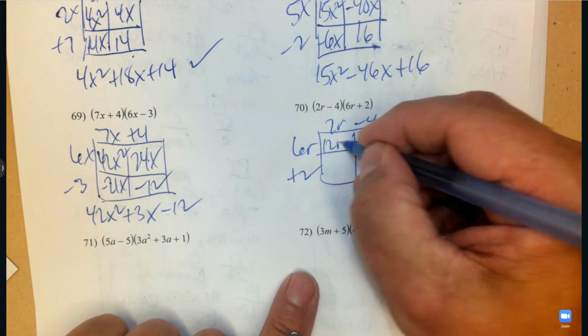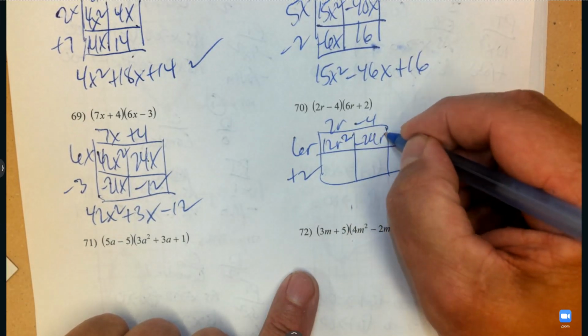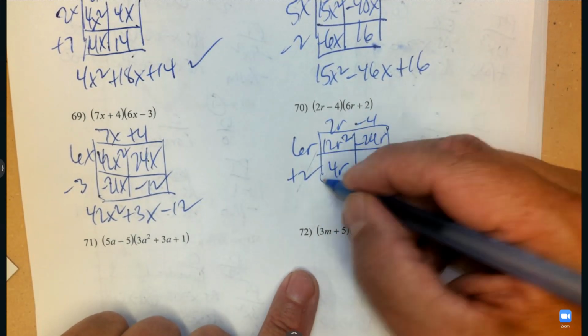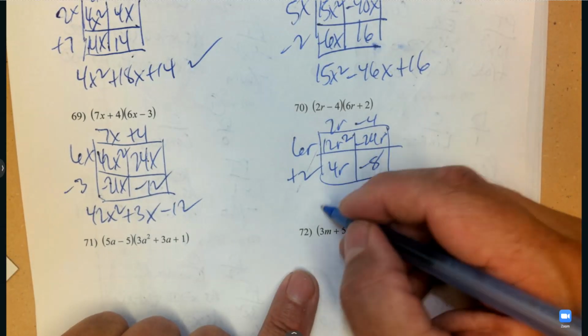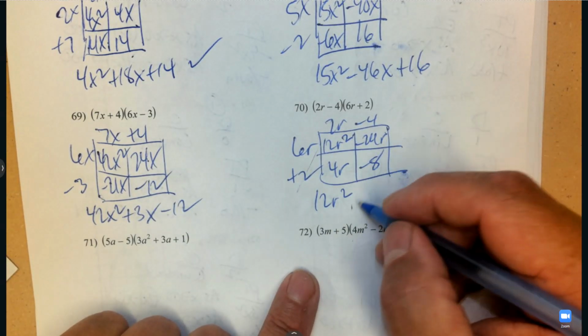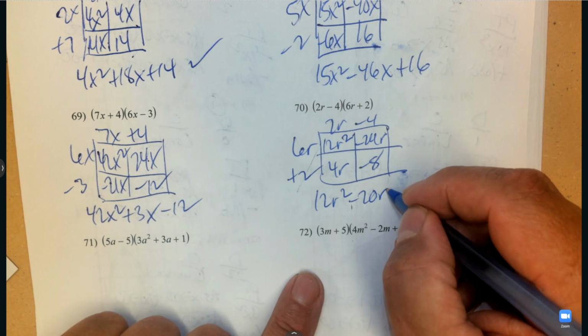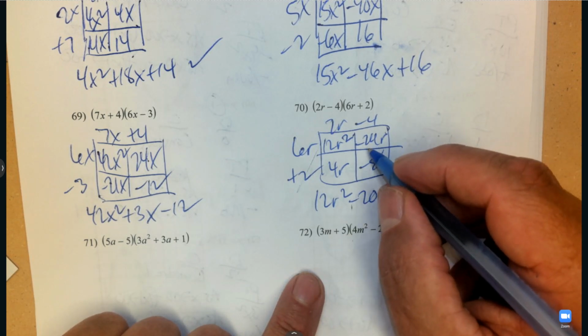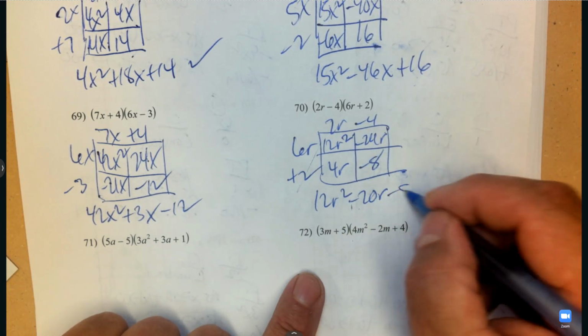6 times 2r squared, negative 24r, 4r, and then negative 8. So this is 12r squared minus 20r. So negative 24 and 4, it's negative 20, and then minus 8.